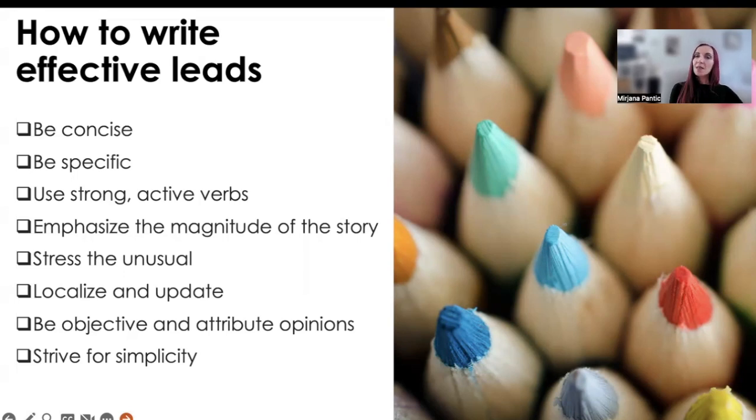Be objective and attribute opinions. In the lead of the story, if somebody is accusing another person of something, like one politician saying something about another politician, you need to attribute that information, especially opinions. This is what person A said about person B. So it's their opinion. It's not something that you stated. If you think it's relevant for the lead of the story, just make sure to attribute it.